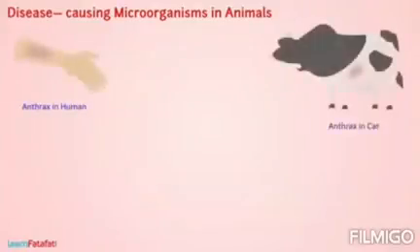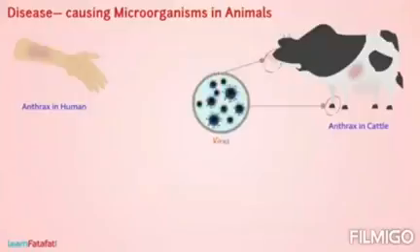Disease-causing microorganisms in animals. A bacterium causes the dangerous disease anthrax in humans and cattle. Foot and mouth disease of cattle is caused by a virus. Vaccination can prevent such diseases.